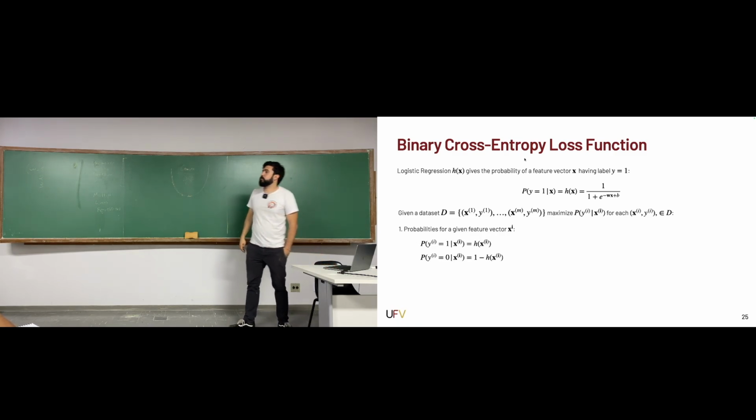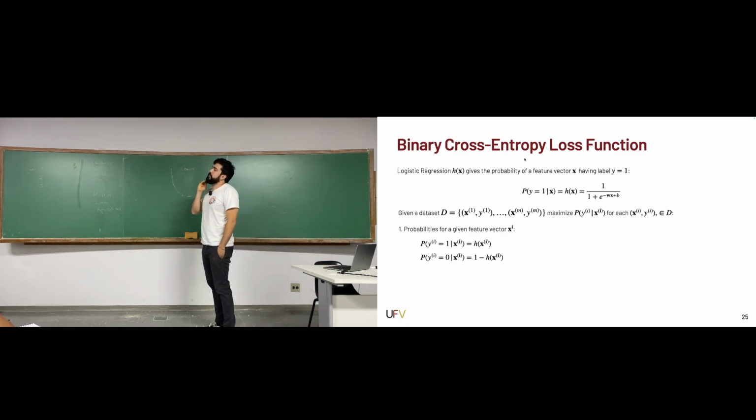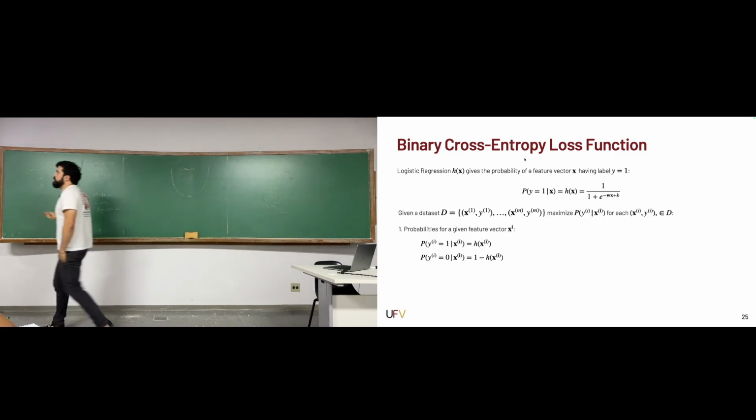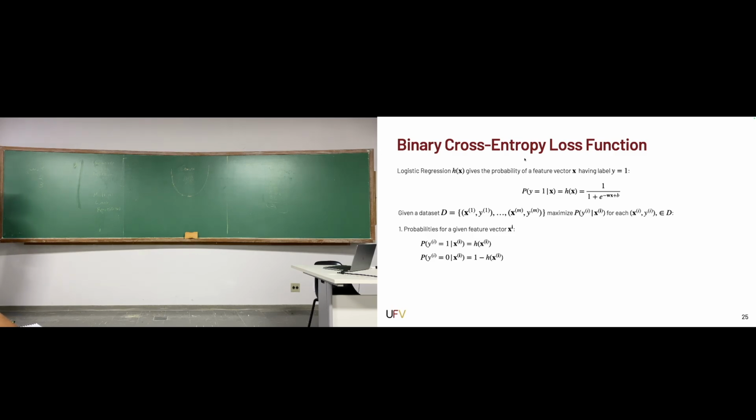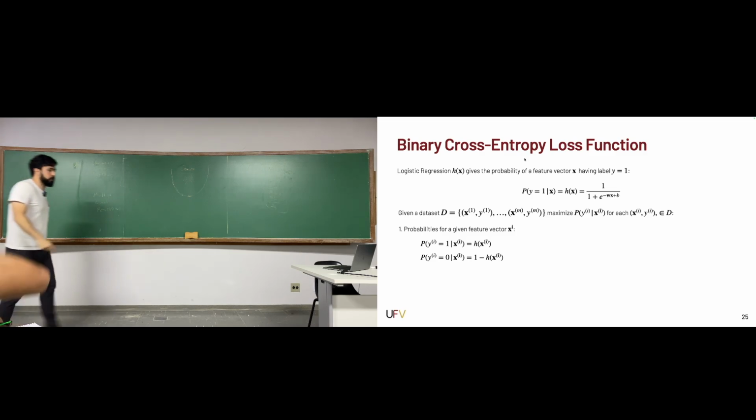So if you want to write down the probability for a given feature vector x of y, we have two probabilities. The probability of that label being 1 given x i, the input feature vector, is equal to the prediction of the model. We just defined the model to be this way, so this probability here is equal to h of x i. And we just saw this in the previous slide. If I want to compute the probability of the label being equal to 0, then I can use the rules of probability to say that this is 1 minus h of x i.